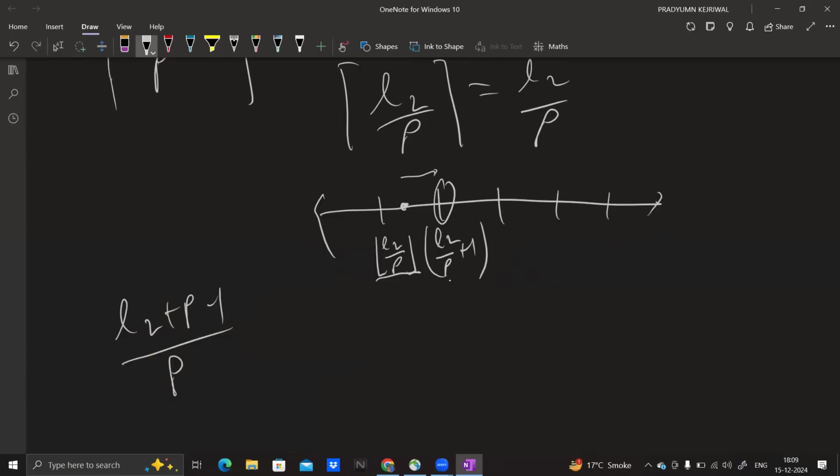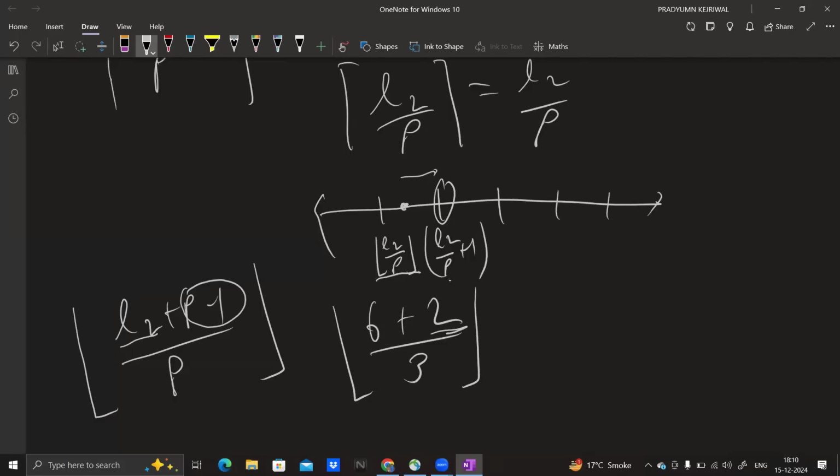Now let's say that L2 doesn't have any remainder; after dividing it by p, we get remainder 0. Then this p minus 1 won't change anything because it is anyway taking the floor. For example, if I say 6 plus 2 upon 3, floor, then this 2 is just contributing 2 by 3. I mean, this is 8 by 3, right? The floor of 8 by 3 is 2. So this 2 won't change anything because the remainder is 0.